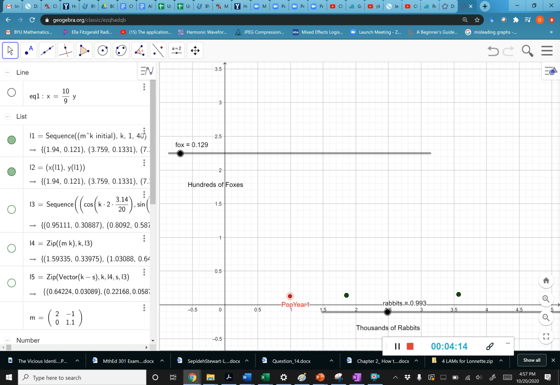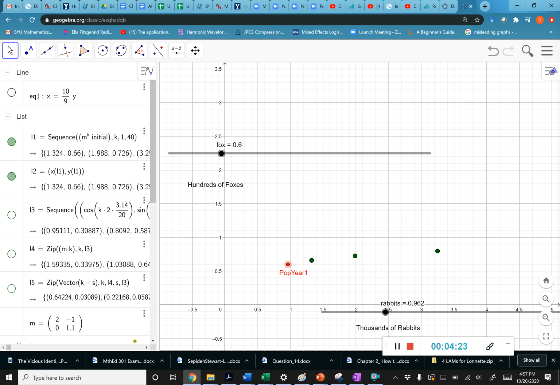Okay, as we go up here, you'll notice we're still keeping about the same number of rabbits, but the number of foxes is growing, and notice it's impacting the growth of the rabbits. We can't get quite as many every year. They're getting pulled back towards this population of year 1.